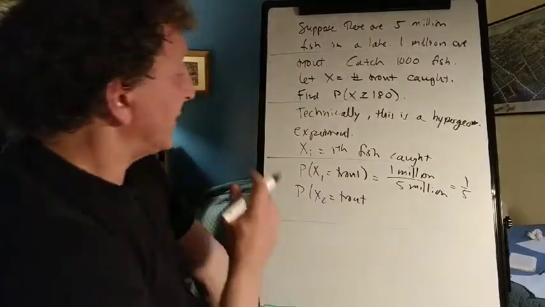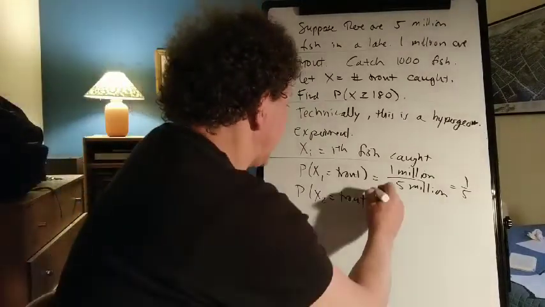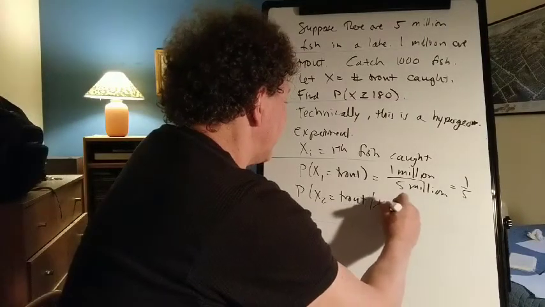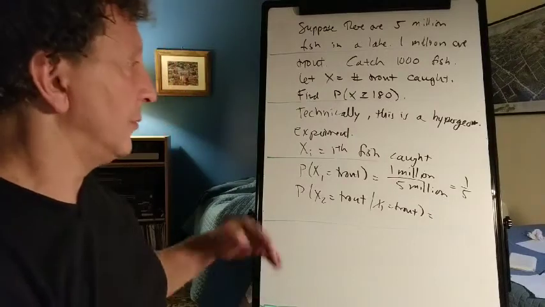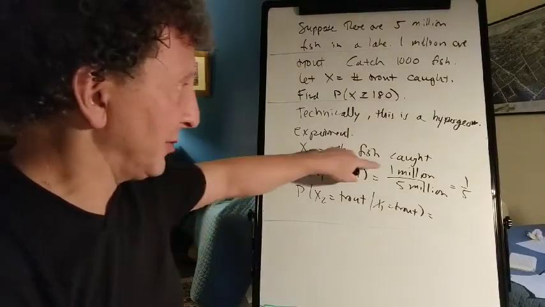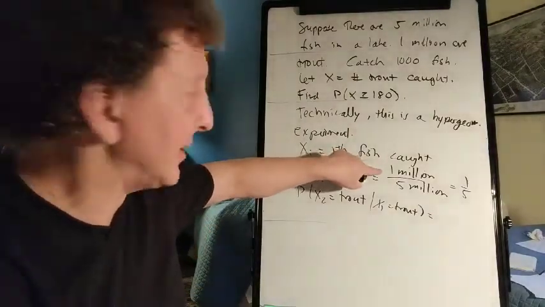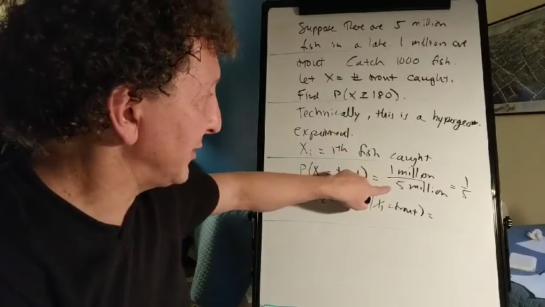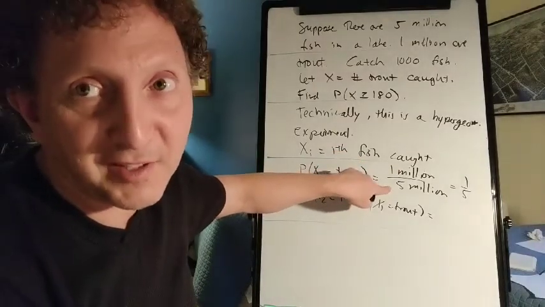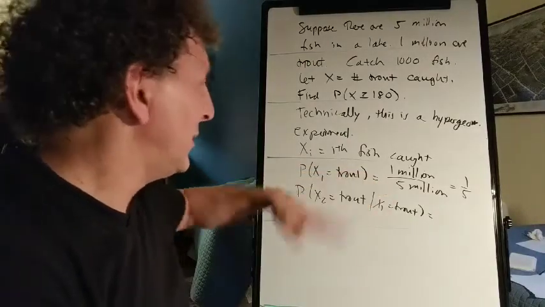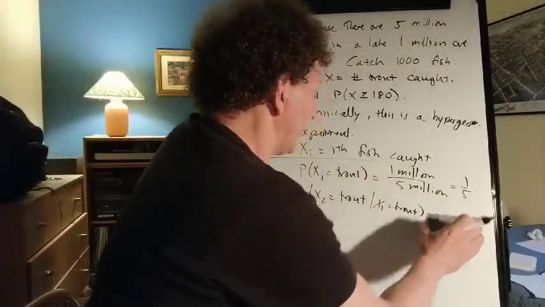But the probability that the second fish is trout, say given that the first fish is trout, is really, well, there's not 1 million trout anymore. Now there's only 999,999, and there's not 5 million fish in the lake anymore. Now there's only 4,999,999. But that is very, very close to 1/5.